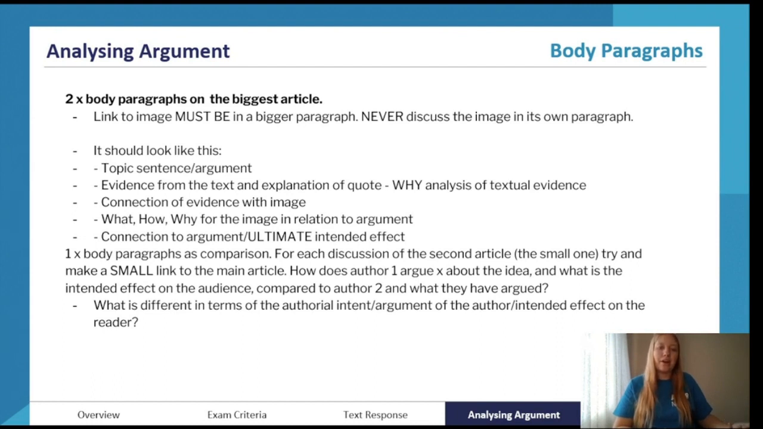And we want 1 body paragraph as a comparison because we have comparative material. So for each discussion of the second article, the smaller one, we will try and make a small link to the main article. How does the first author argue something about the idea, and what is the intended effect on the audience compared to the other author and what they have argued? So make little comparative links, but it doesn't have to be everywhere, just every once in a while, to make sure we hit that comparative aspect of the task. And also discuss what is different in terms of the authorial intent or argument of the author or intended effect on the reader.